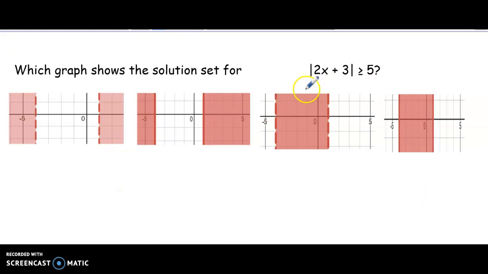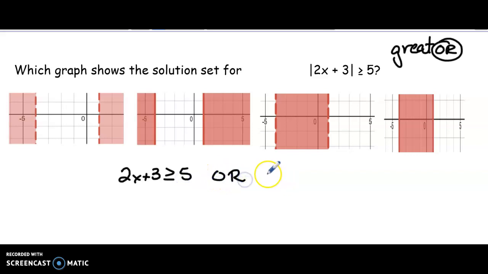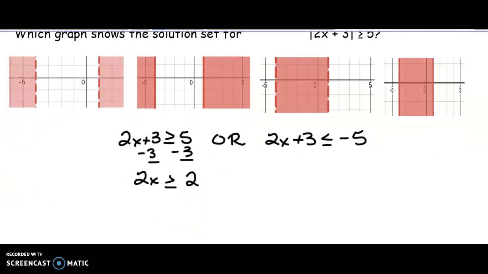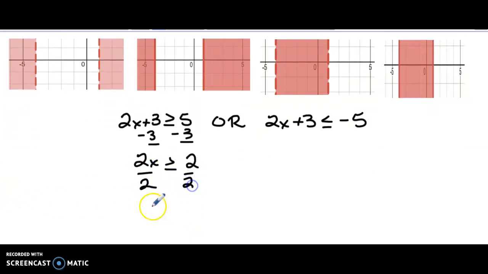Which graph shows the solution set for this? So we're going to plug it into Desmos, and this is by itself. This is a greater than or equal to. So when I separate it, one of them is going to be 2x plus 3 is greater than or equal to 5. Or what's inside the absolute value sign, switch your inequality and take the opposite number. If we simply go to solve this, we have 2x is greater than or equal to 2. Divide by 2. So x is greater than or equal to 1.